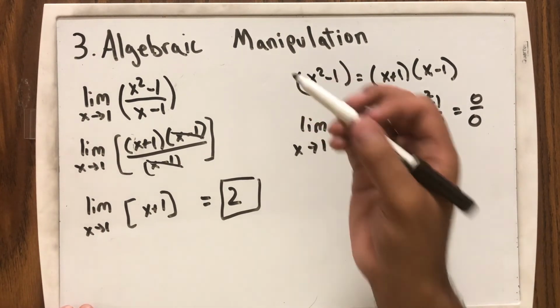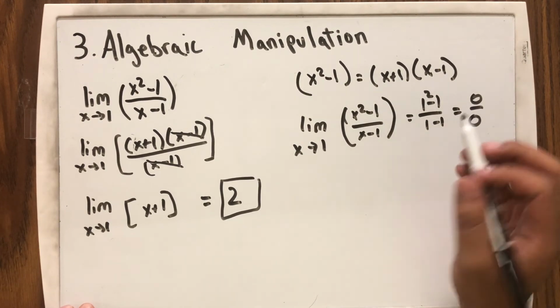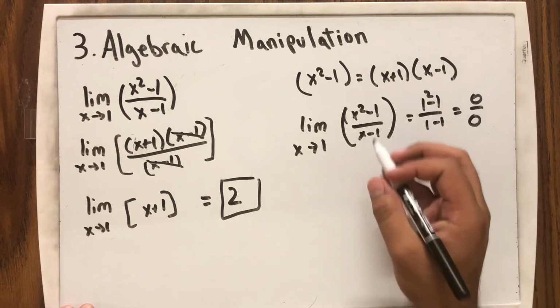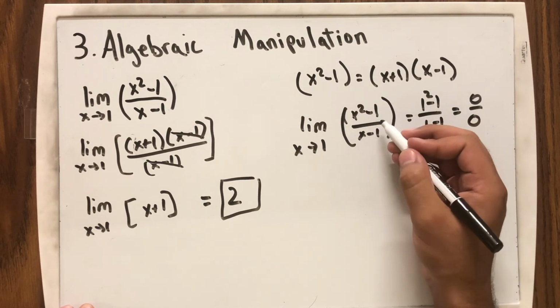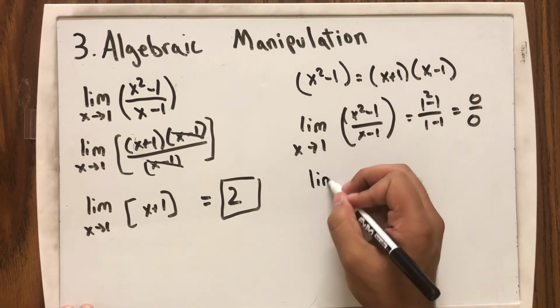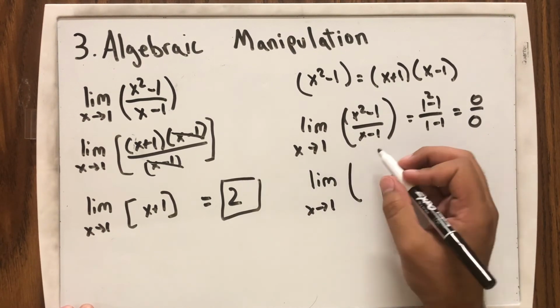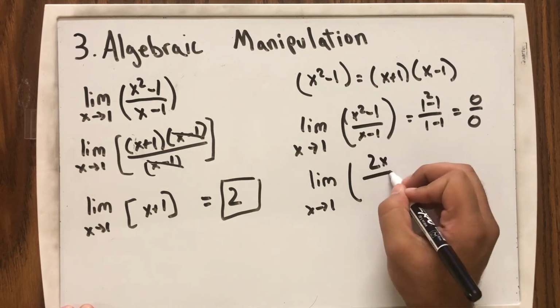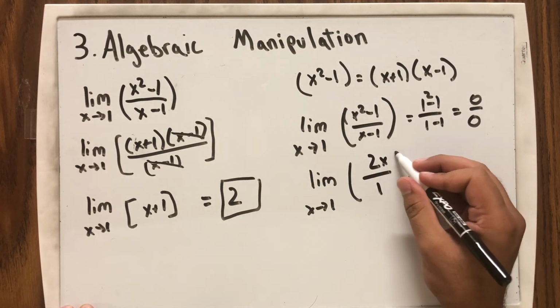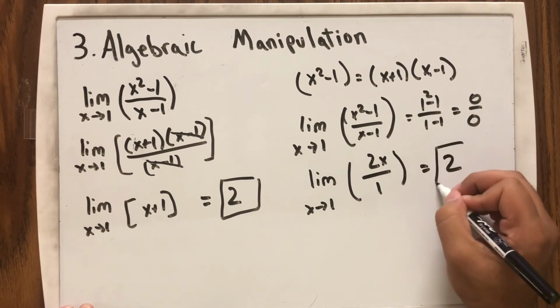The reason that you would do algebraic manipulation is that if you had a really hard derivative. But just to prove that L'Hopital would also work on this, you would take the derivative of x squared minus 1 and the derivative of x minus 1, and that would be 2x over 1. And plugging in 1 there, that would give you the answer of 2.